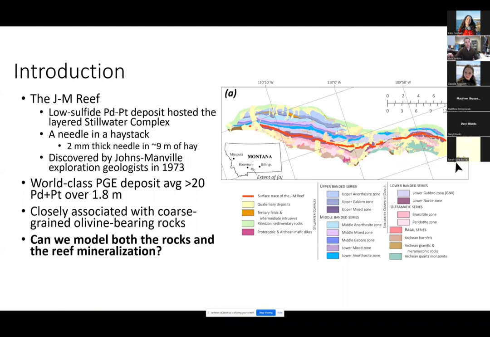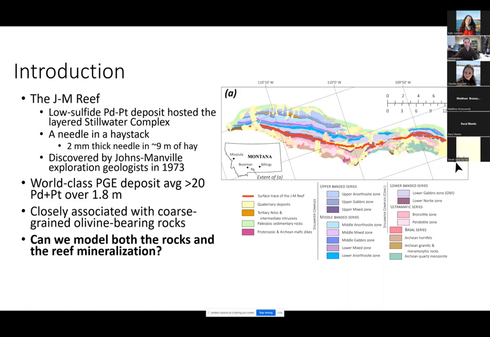So the J-M Reef is a low sulfur platinum palladium deposit hosted in the Stillwater complex in southwestern Montana. It runs along strike for about 40 kilometers along the northern flank of the Beartooth Mountains. And it was discovered by Johns Manville exploration geologists in 1973.